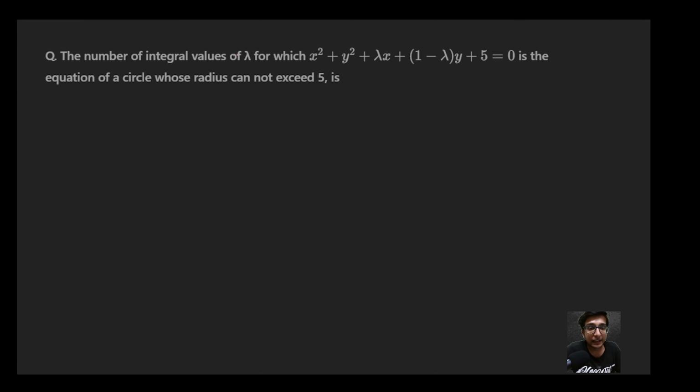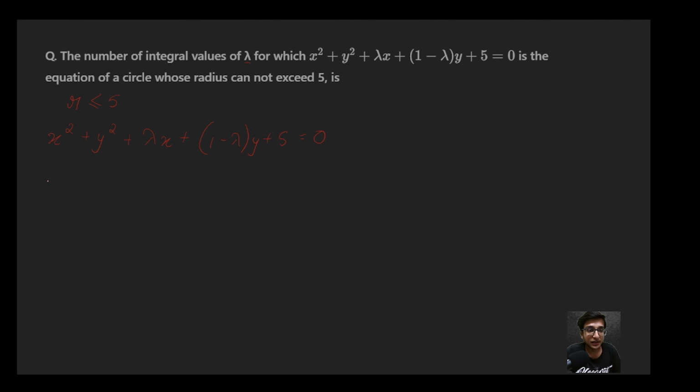The number of integral values of lambda for which x square plus y square plus lambda x plus 1 minus lambda y plus 5 is the equation of a circle whose radius cannot exceed 5. That means they've given us in the question that the radius is always less than or equal to 5. It cannot exceed 5. So let us first write down the equation of the circle that has been given to us. x square plus y square plus lambda x plus 1 minus lambda y plus 5 is equal to 0.